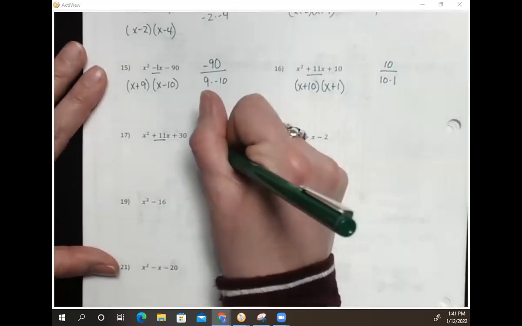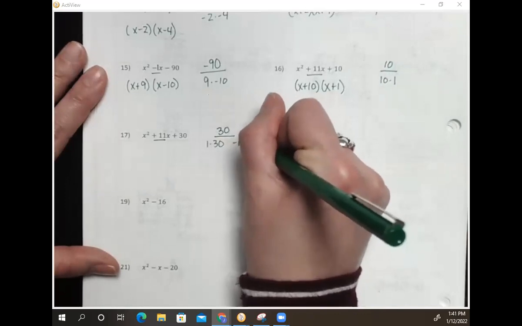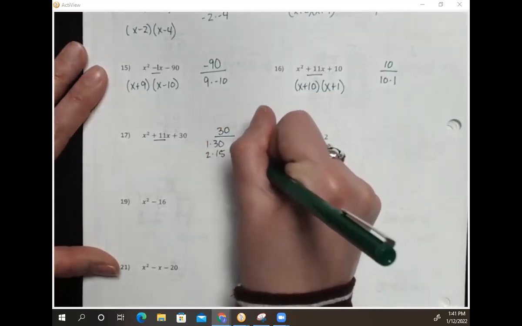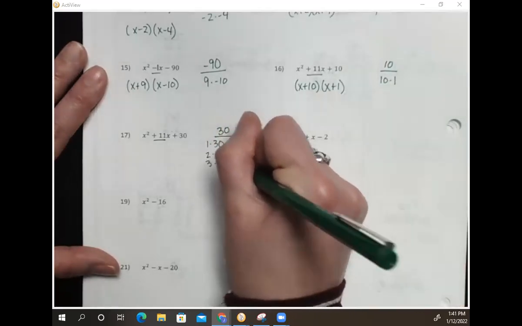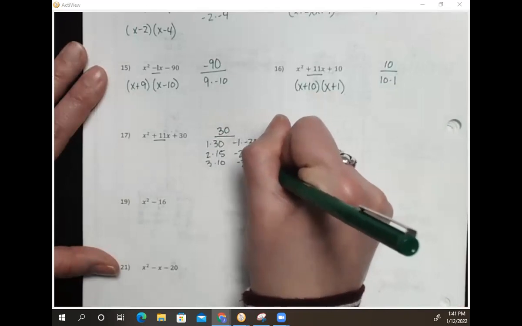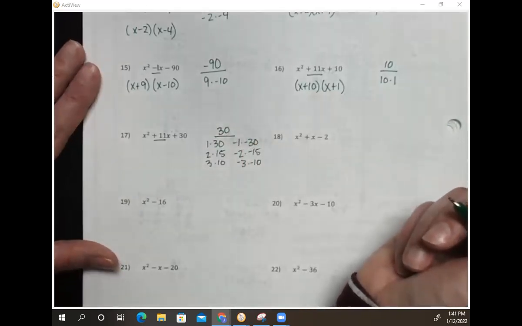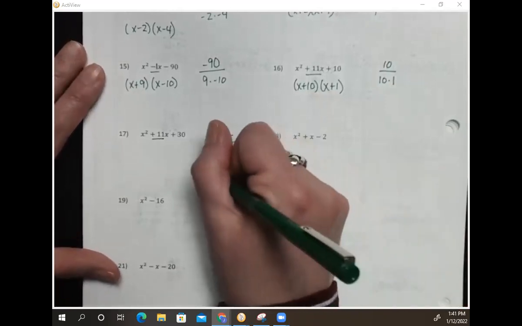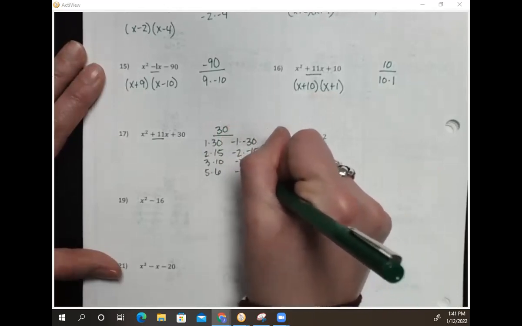So to get 30, I could do 1 times 30, or negative 1 times negative 30. I could do 2 times 15, or negative 2 times negative 15. 3 times 10, or negative 3 times negative 10. 4 doesn't work. 30 divided by 4 is not a whole number, so I can't use 4. But I can use 5. 5 times 6 works, or negative 5 times negative 6.